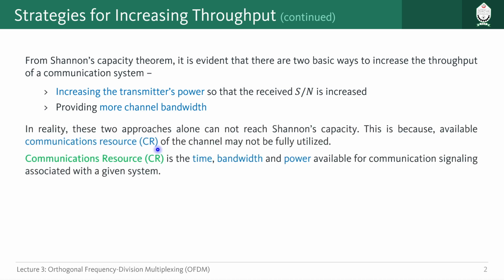In reality, using these two techniques alone, we cannot achieve the theoretical maximum limit of our channel capacity, that is Shannon's capacity. This is because of the available resources of our channel, called the communication resource or CR, we cannot actually utilize totally, like bandwidth or power. These are not properly utilized in traditional communication systems. As a result, we cannot achieve that theoretical maximum limit. Here, communication resource or CR means the time, bandwidth and power available for communication in a particular system, right? If we can utilize these resources properly, then obviously we can achieve a higher data rate and higher throughput.